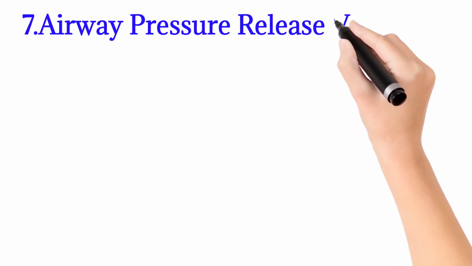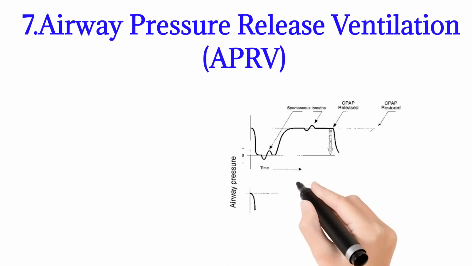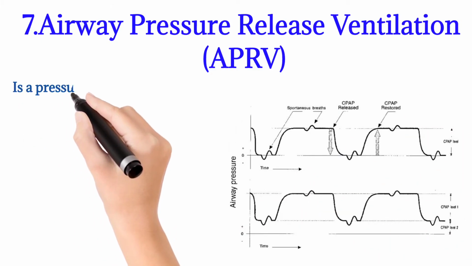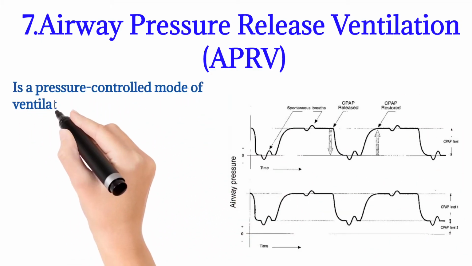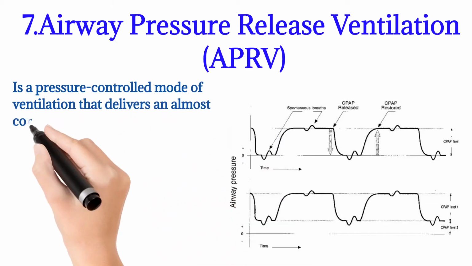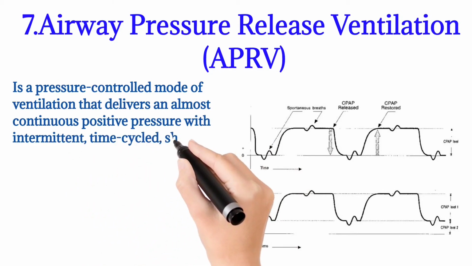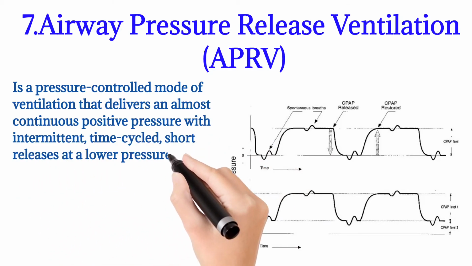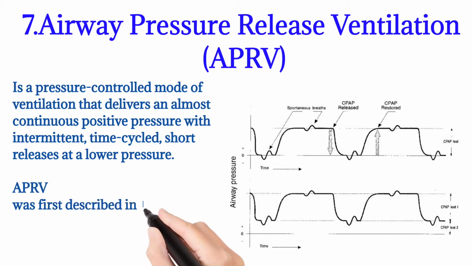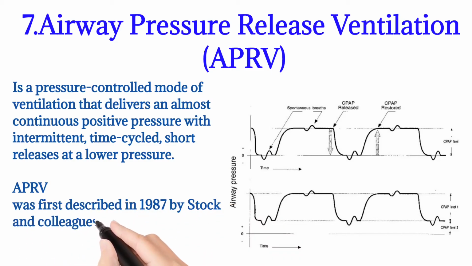Airway pressure release ventilation, APRV, is a pressure-controlled mode of ventilation that delivers an almost continuous positive pressure with intermittent, time-cycled, short releases at a lower pressure. Spontaneous ventilation is encouraged, and the relatively increased mean airway pressures allow open lung ventilation. APRV was first described in 1987 by Stock and colleagues, who demonstrated improved arterial oxygenation and carbon dioxide clearance.